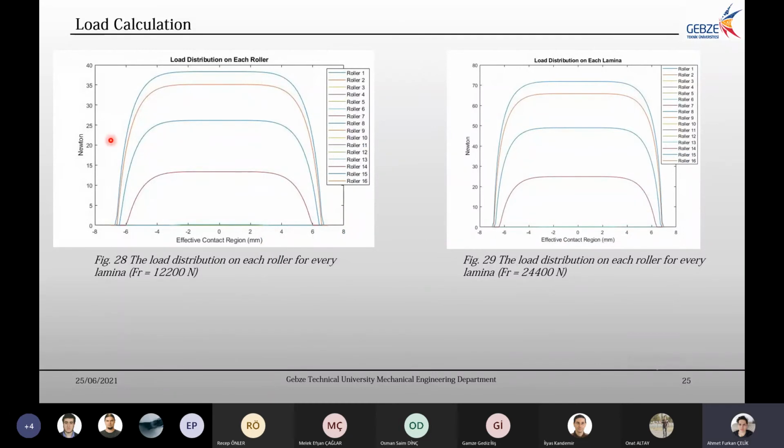And this is the load distribution on each lamina of each roller. So 16 rollers in my bearing, and I have 1, 2, 3, 4, and another one. It's very small. You can see it, 5. And so, as the bearing is symmetrical, I have actually 10 rollers which are loaded like this.